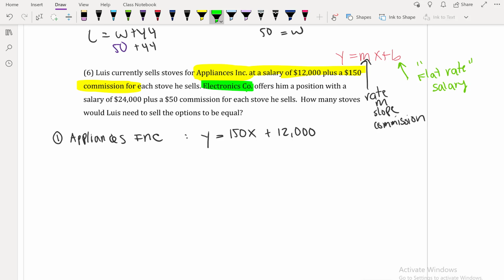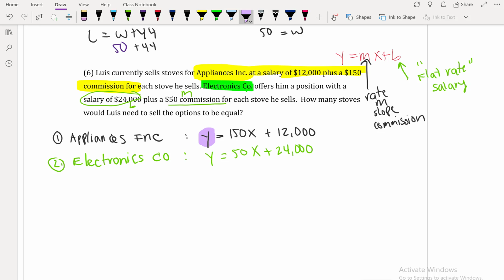Now we want to talk about the electronics company. Again, I want y is equal to mx plus b. So I have a salary. Whenever I see salary, that's going to be my b value. And when I see that commission, that's going to be my m value. So I have y is equal to 50x plus 24,000. The cool thing about this is that these are both equal to y. Since they're both equal to y, then I can set them equal to each other.